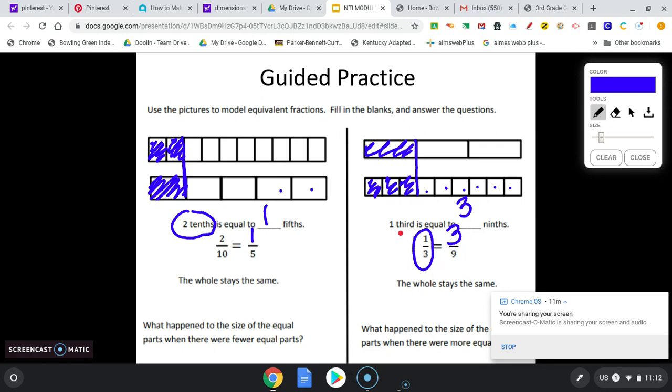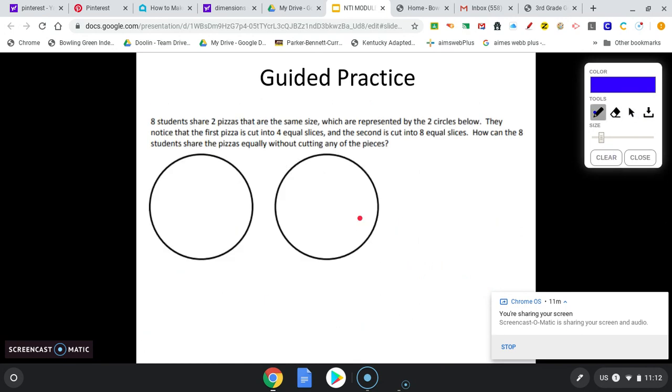So the whole stayed the same. What happened to the size of the parts when there were more equal parts? Very good. They got smaller. When there were less equal parts, they got larger. Excellent job. And this will be the same kind of work you'll have on your independent practice.